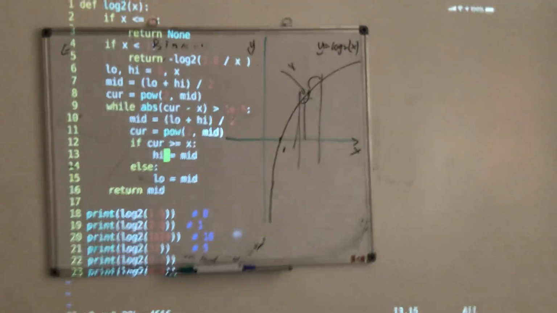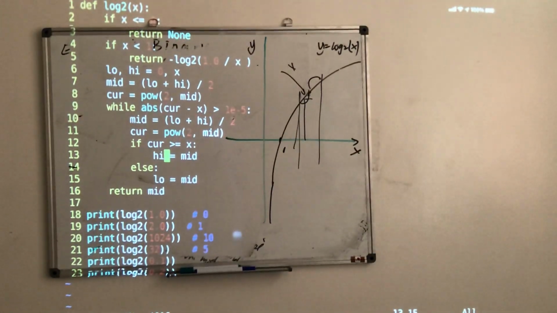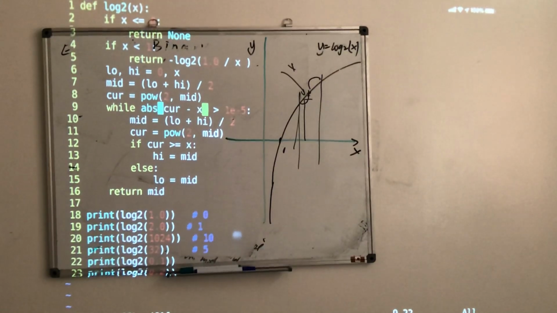Okay, so this is what I mean. If it's bigger than the value, then we search in the lower half. Otherwise, search in the upper half. When the difference is smaller than this, then we find a value which is very close to the value we want. Okay, got it? Yes. Okay.